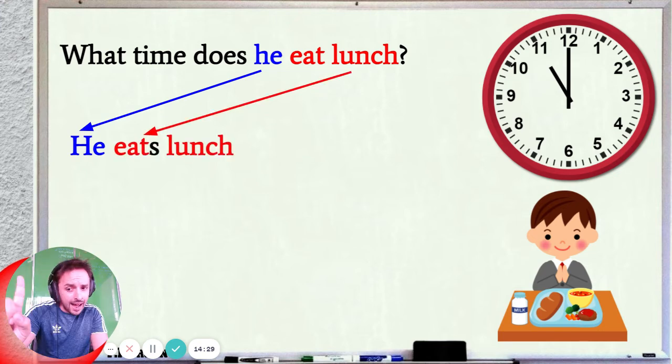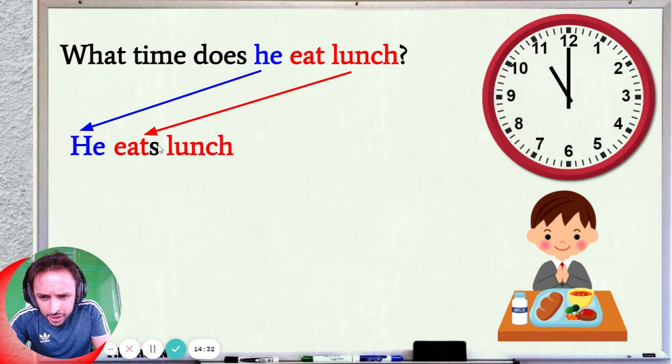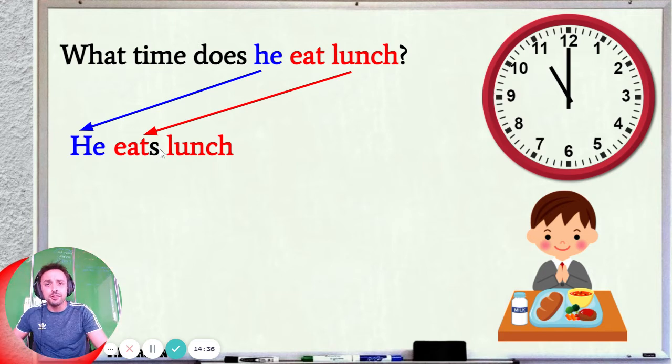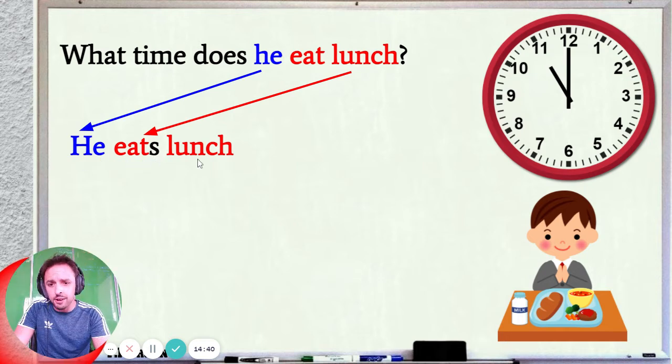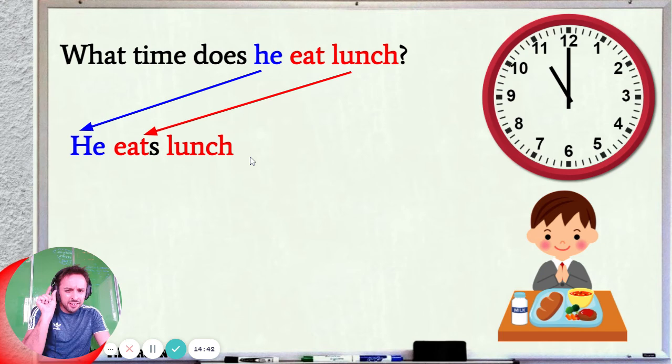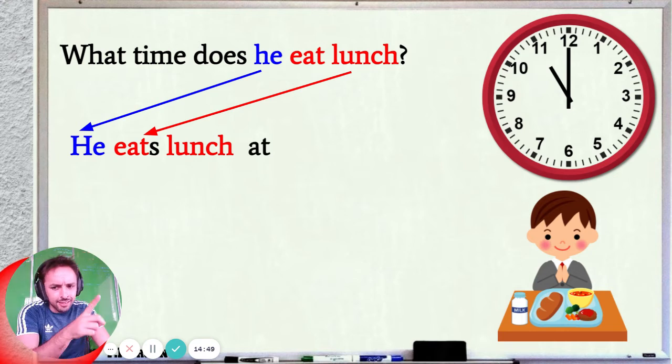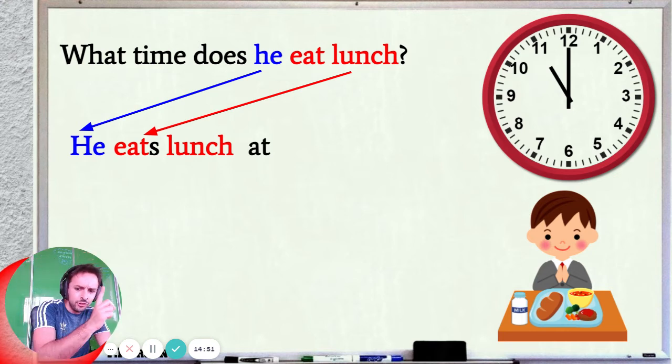We take down eat lunch, but look here. If it's he or she, look at this letter. If it's he or she, you add an S to the verb. So he eats lunch. Okay, then the next word. The next word's very small. He eats lunch at. He eats lunch at.